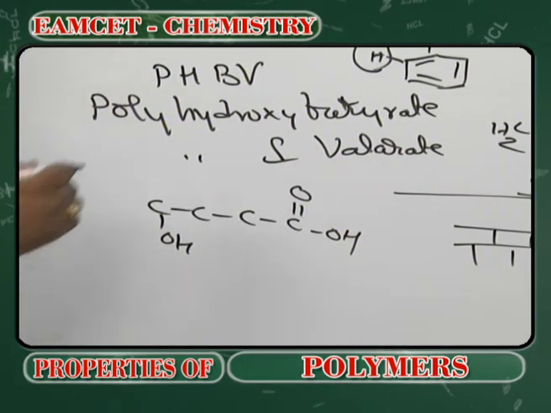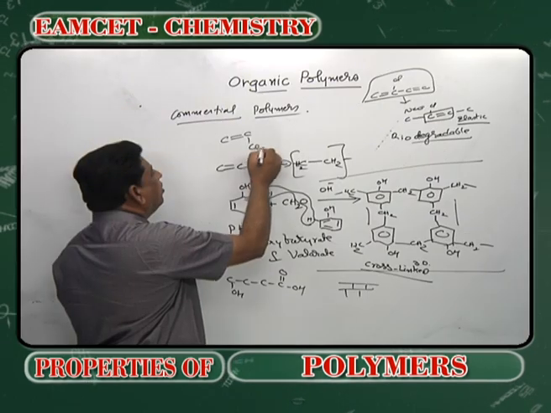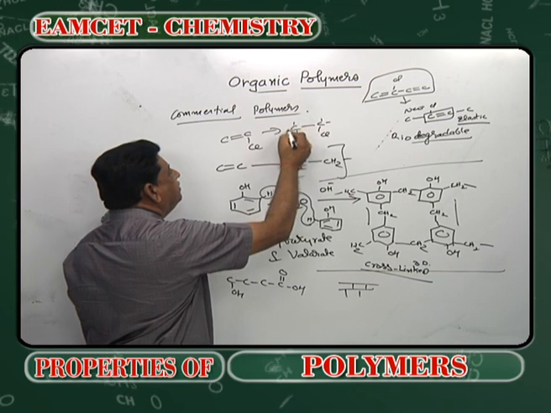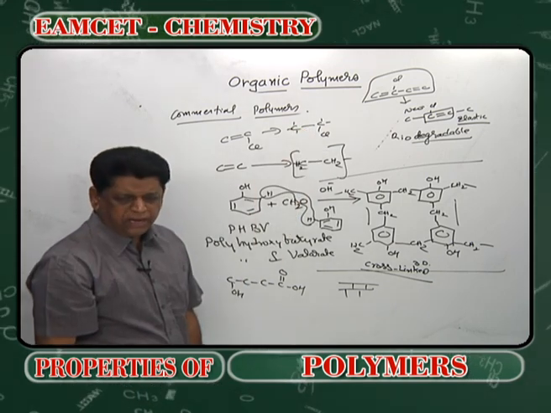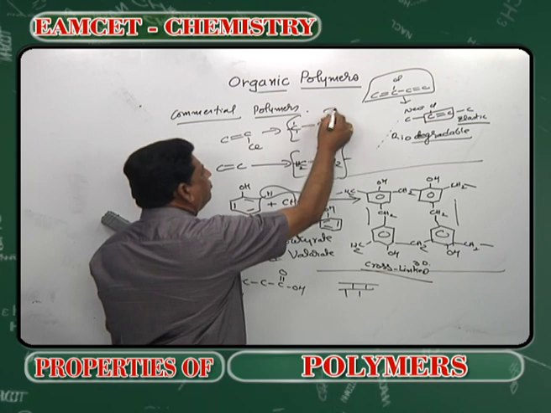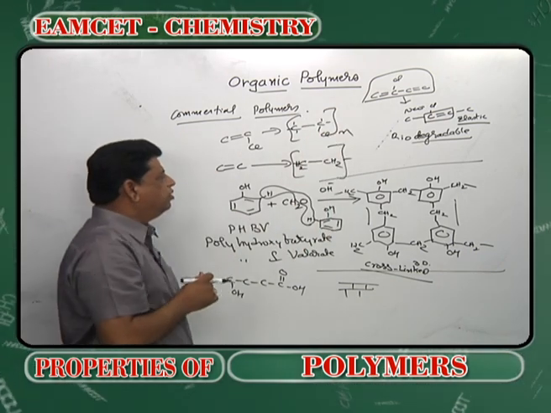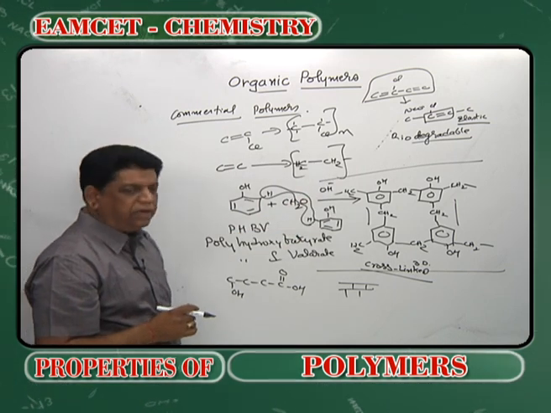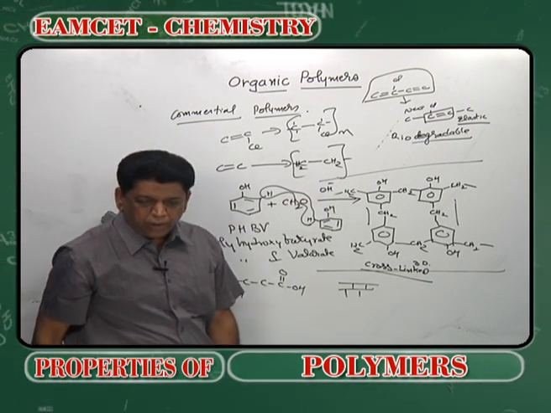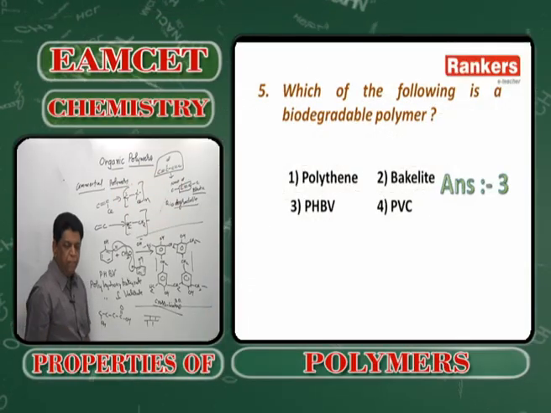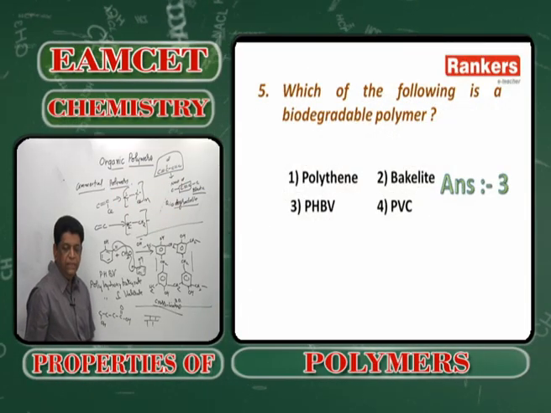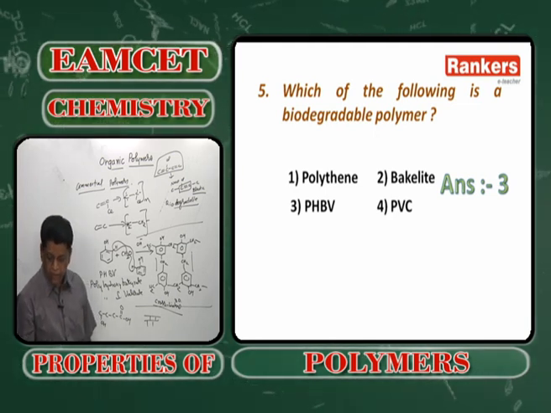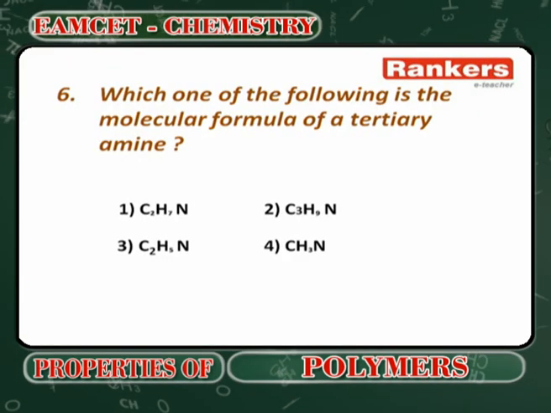The last one is vinyl chloride. Vinyl chloride on polymerization gives polyvinyl chloride. So, this is also a non-biodegradable type of polymer, with N number of molecules joining. So, ethylene, polythene, polyvinyl chloride and Bakelite are all hydrocarbon type of materials which will not undergo biodegradability, whereas only PHBV, among these 4 categories, is known as a biodegradable type of polymer.